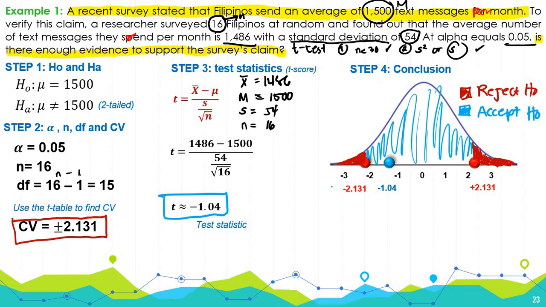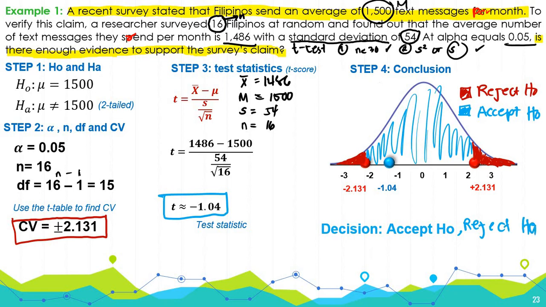So simply observe which region the test statistic falls in. Obviously, it falls within the acceptance region, which is the blue shaded part of the normal curve. Therefore, what will be our decision? Our decision is to accept the null hypothesis. Hence, we are going to reject the alternative hypothesis.